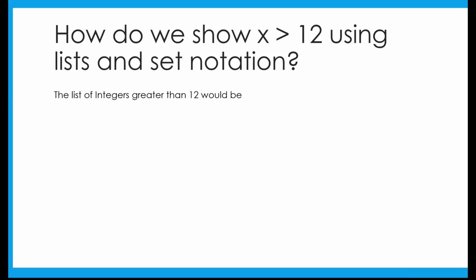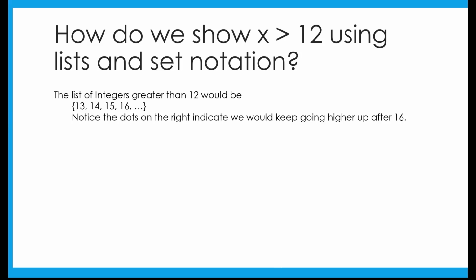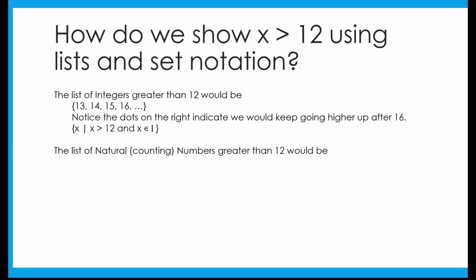And now the list of integers greater than 12 would be 13, 14, 15, 16, ... on the right, indicating it keeps going higher after 16. And so we would write x is greater than 12, and x is an element of the integers.